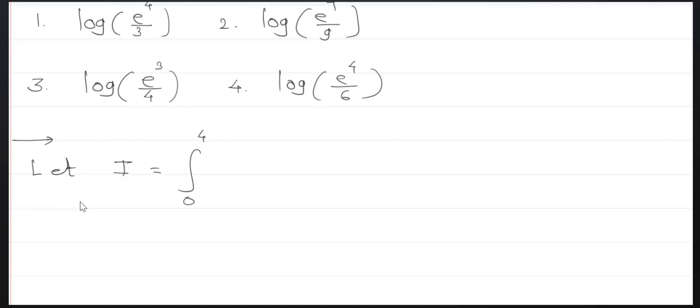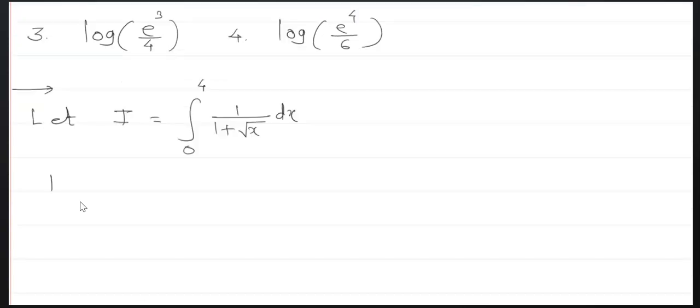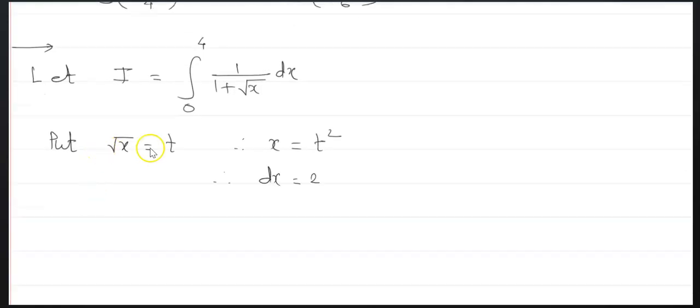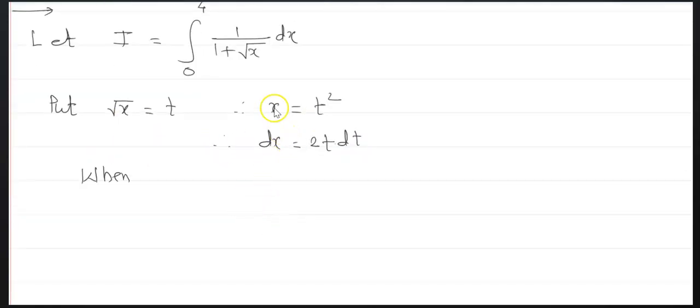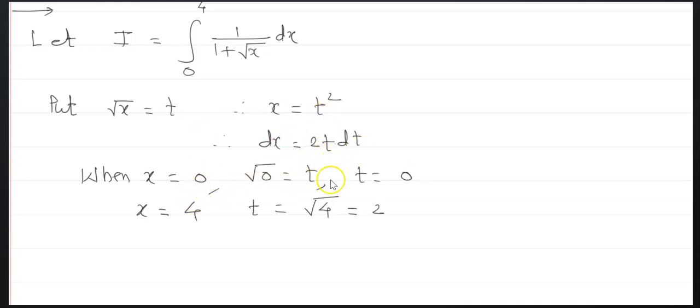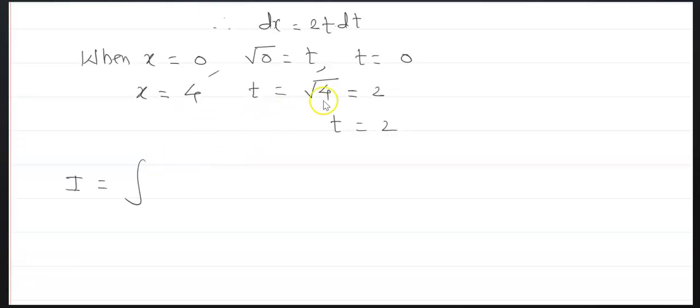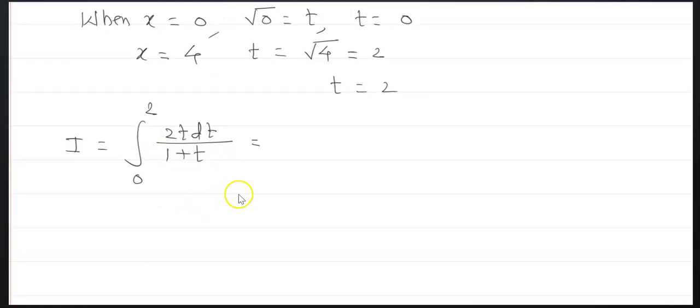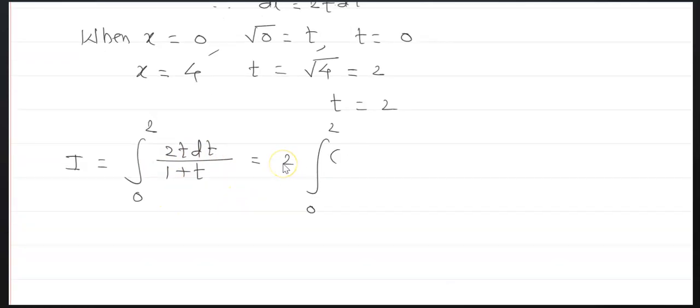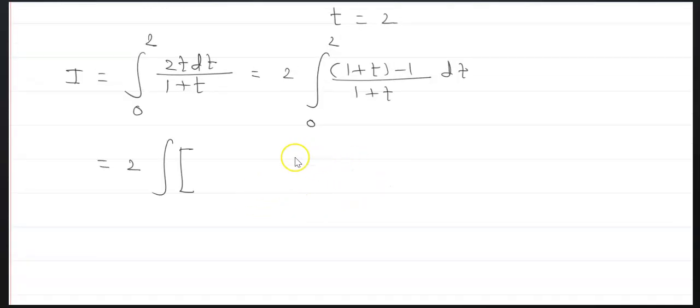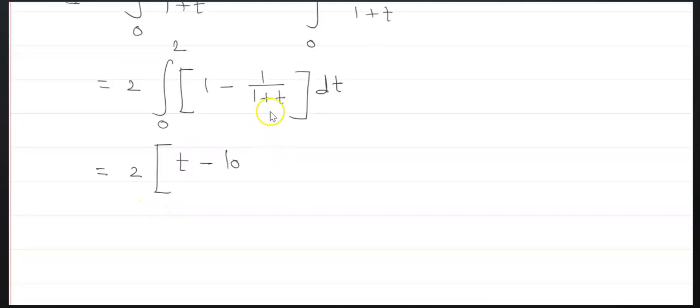Let I equals integral 0 to 4 of 1 upon 1 plus root x dx. Root x equals t, therefore x equals t square, therefore dx equals 2t dt. When x is 0, t is 0. When x is 4, t is 2. Therefore, integral 0 to 2 of 2t dt upon 1 plus t. That is 2 times integral 0 to 2 of (1 plus t minus 1) upon 1 plus t dt. Therefore 2 times integral 0 to 2 of 1 minus 1 upon 1 plus t dt.